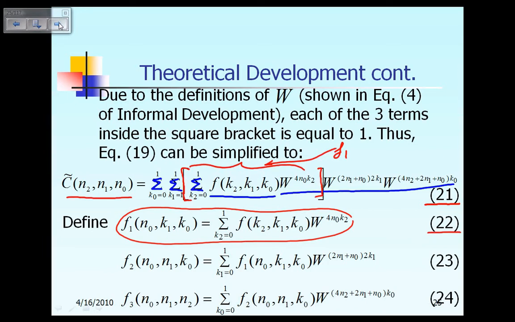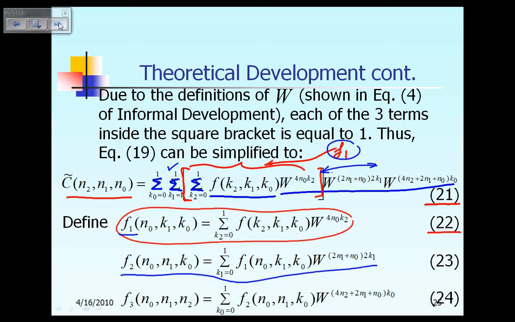Now, assuming equation 22 is applied for f1, the next thing you can do is you take the summation on k1 of f1, and then you multiply that with this term right here. Together, we call it f2. And that is exactly shown in equation 23.